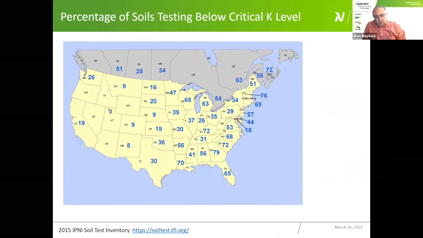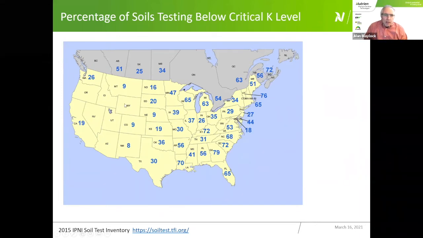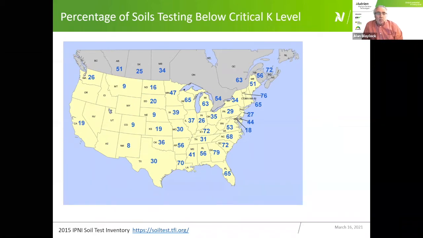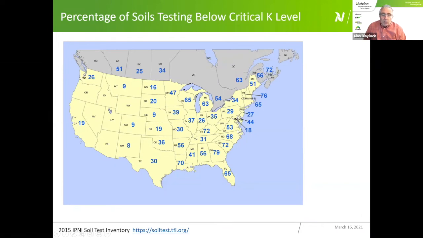So when we look at the potassium map, again, we look at the Great Plains, notable for their high potassium levels, not many samples below that critical K level as established by those states. But as we go into the Corn Belt, and particularly in the Southeast, we have a high percentage of samples that are below that critical level. Now, these southeastern soils are much more strongly weathered. They're lower organic matter content. So yes, that makes some sense.